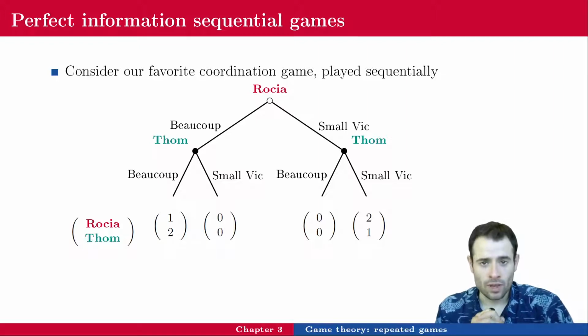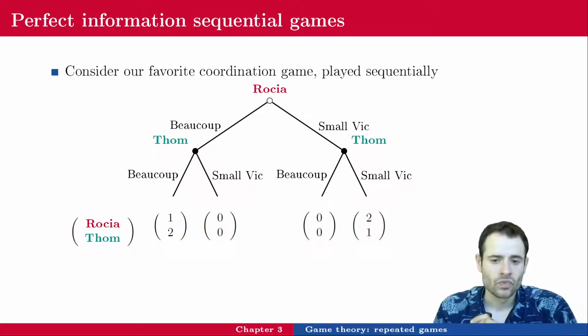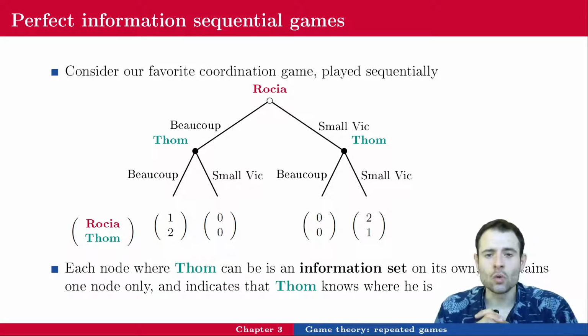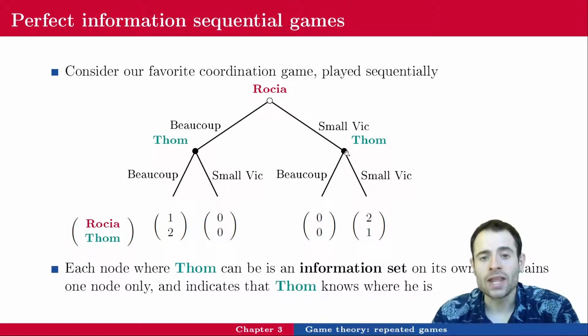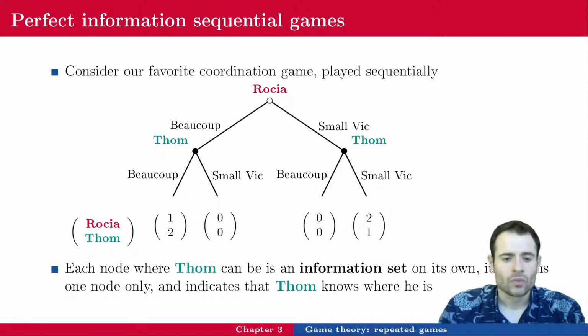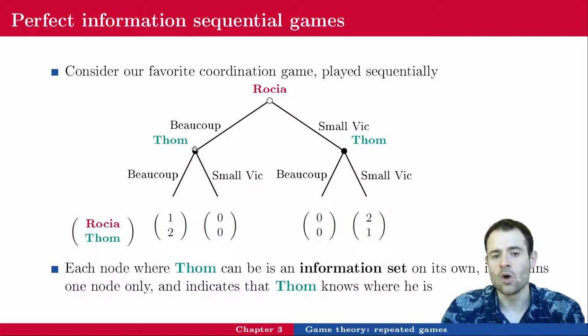By now you should be familiar with our favorite Battle of the Sexes game, played sequentially. Here, each node where Tom is, so this node and that node, are information sets on their own. What that means is that in this information set, there is only one node. So Tom knows that Beaucoup was played before. He knows where he's at. In this information set, Tom knows that Rosia went to Small Victory in the first place.